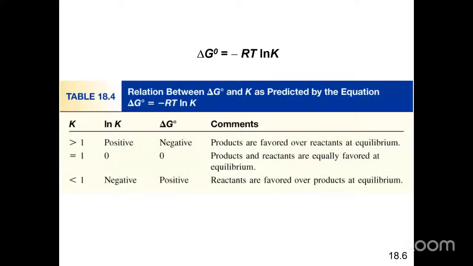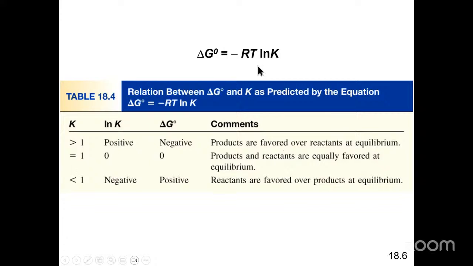All right, so just to emphasize the relationship between the standard free energy and the equilibrium constant, we see here that if K is greater than 1, and you can look at this equation here to figure this out, then of course ln K would be positive. And if ln K is positive, then because of this negative sign, delta G standard would be negative, all right? So basically, if K is greater than 1, the free energy is negative, which means that the reaction would be spontaneous as far as that is concerned. And as stated here, the products will be favored over the reactants at equilibrium.